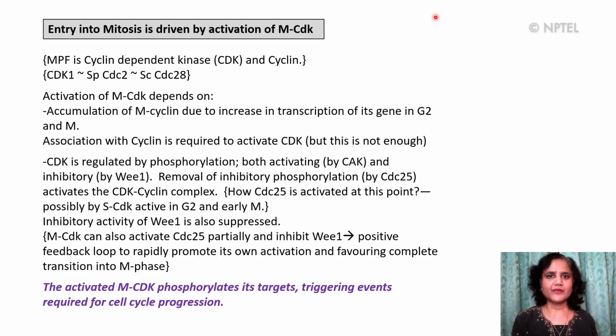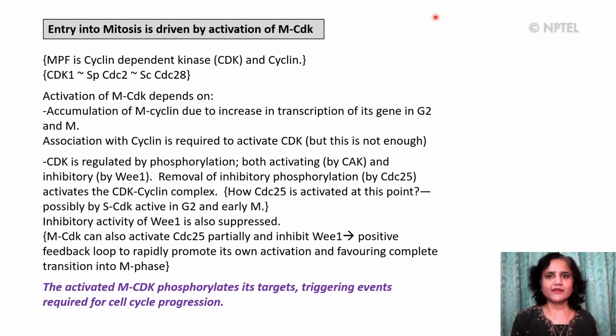This activation of mCDK depends on the accumulation of M-cyclin due to the increase in the transcription of its gene in G2 and M. And also association with the cyclin is required to activate CDK. And it's very important, but it's not enough. In addition, the CDK is regulated by phosphorylation. There are both activating and inhibitory phosphorylations that occur on the cyclin-dependent kinase. And in fact, its activation for M phase is brought about by the removal of the inhibitory phosphorylation by CDC25.